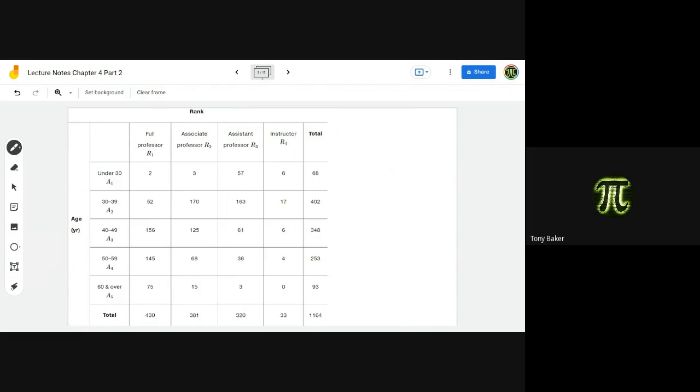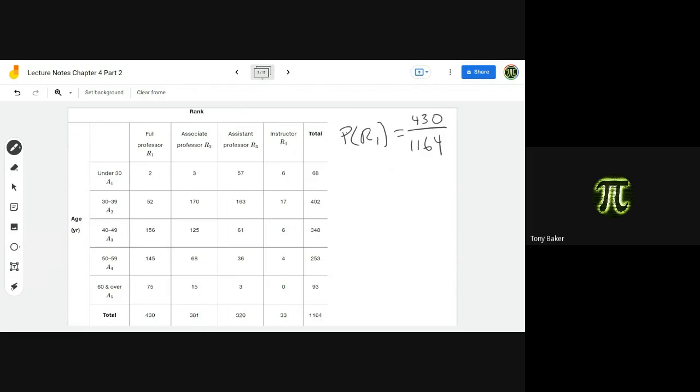What numbers would we divide? How many full professors are there? 430. And how many total? Right. So the probability of R1, which is what they consider a full professor, is 430 over 1164. And you just divide that and get the percent. That's just the probability of that.